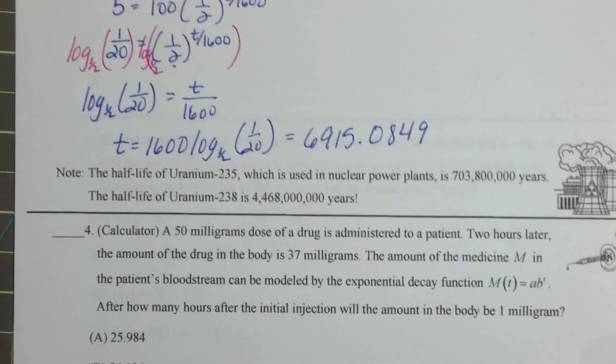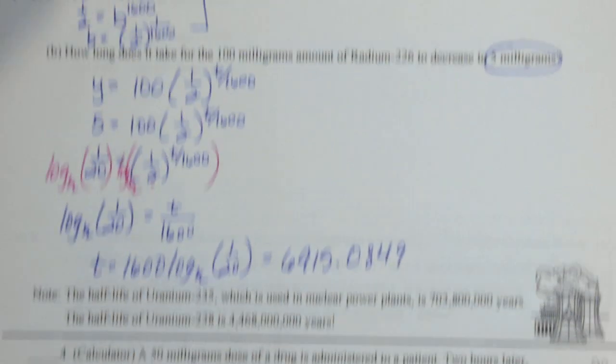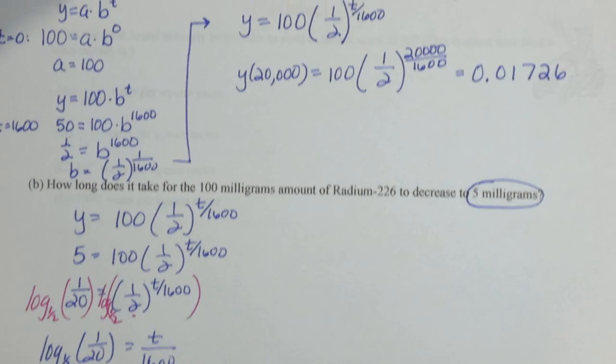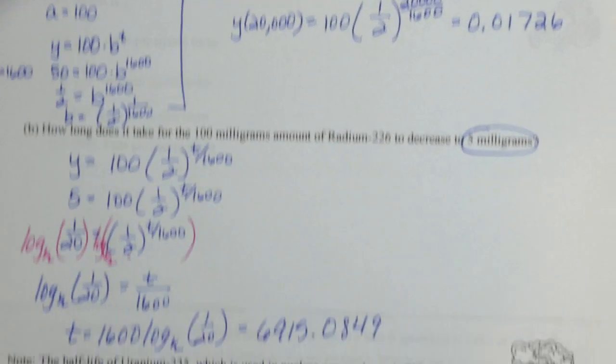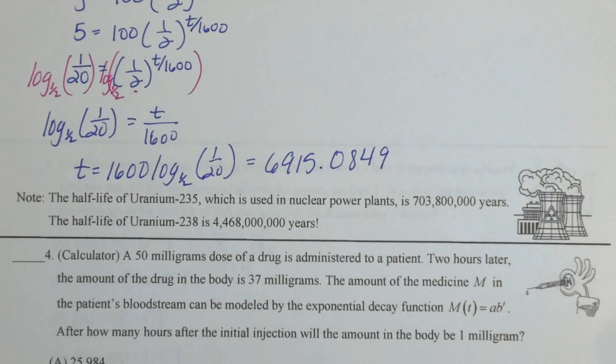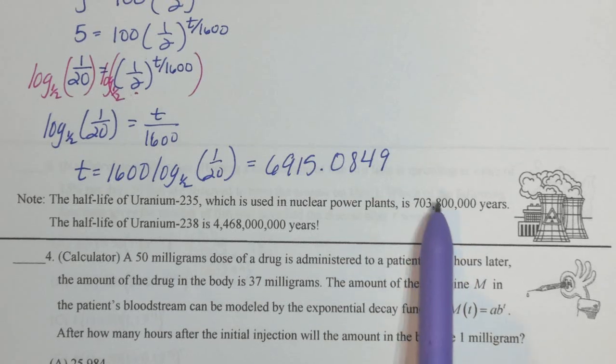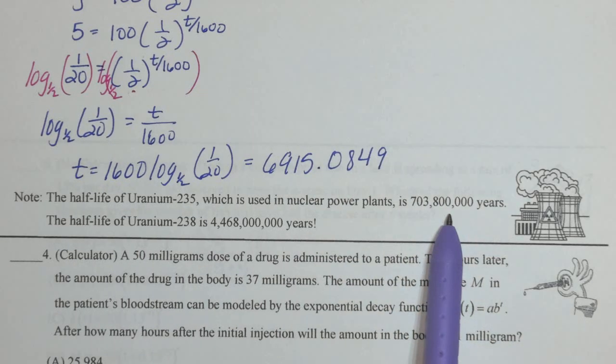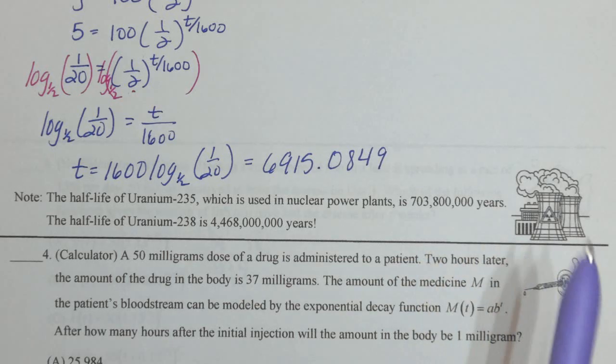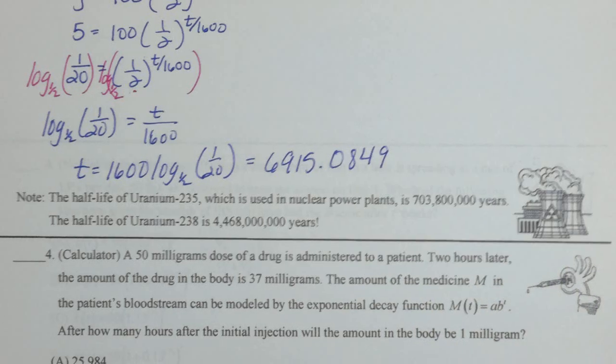Okay, number 4. Oh, by the way, so that isotope had a half-life of 1600 years. The isotopes that they use in nuclear power plants have much longer half-lives. That's the advantage of nuclear power.